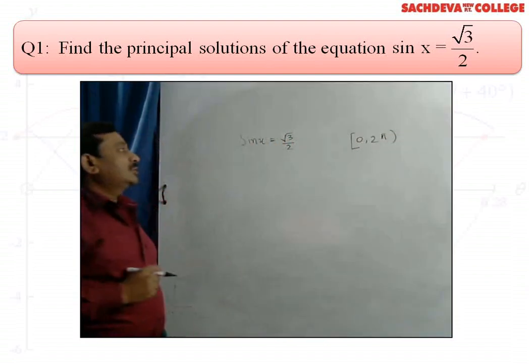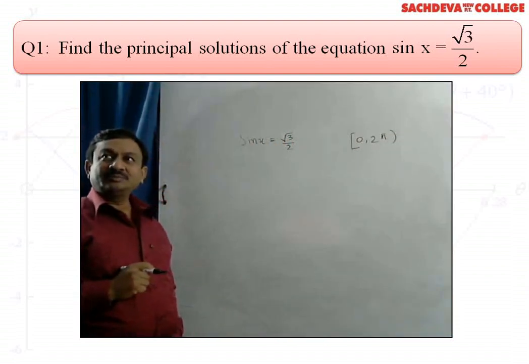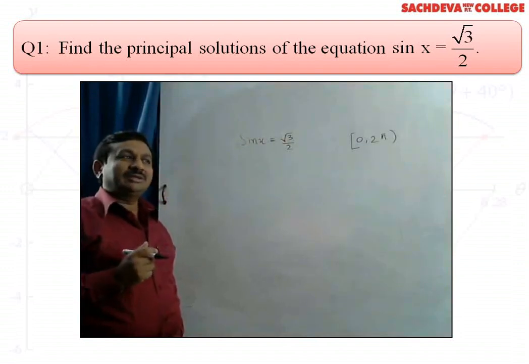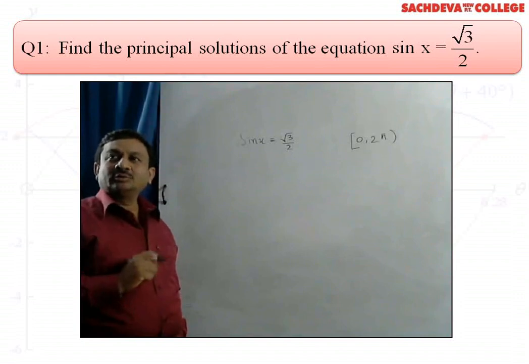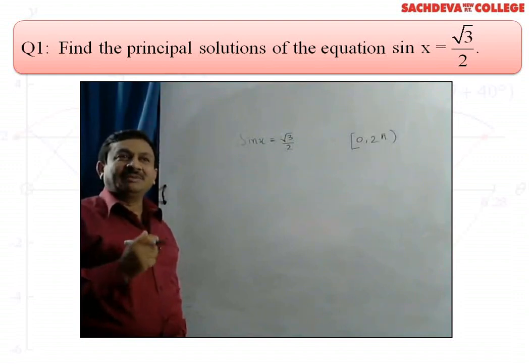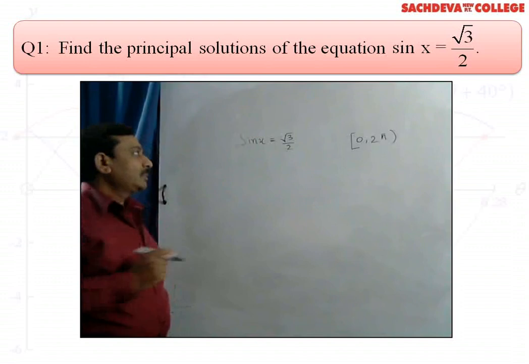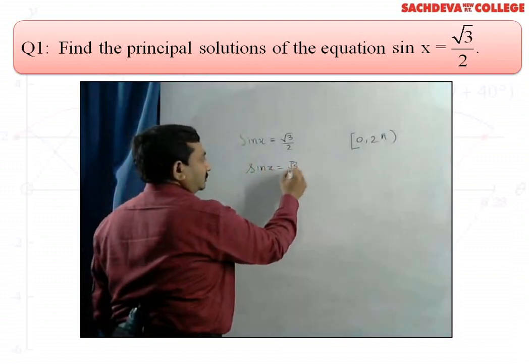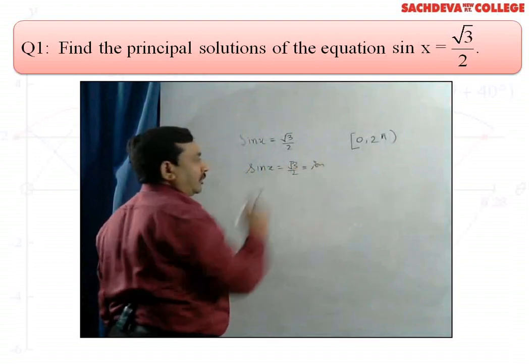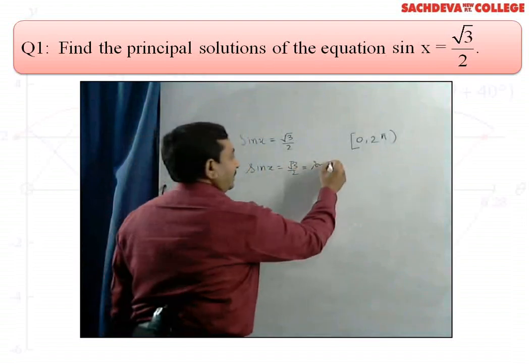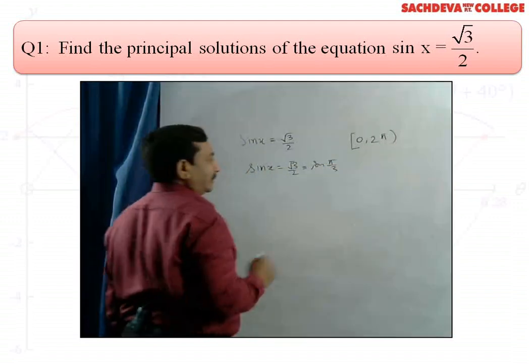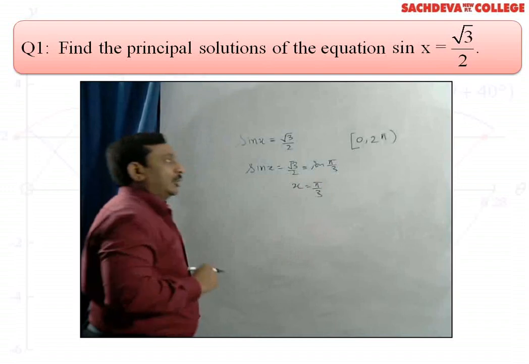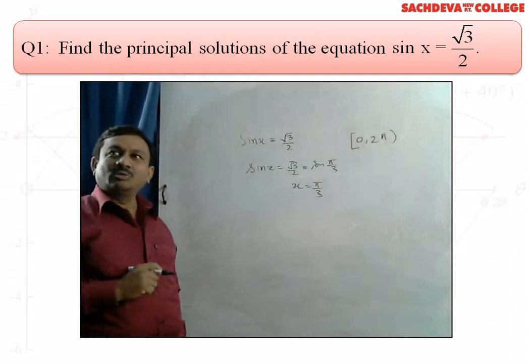So what will be the principal solution of sin x is equal to root 3 by 2? We know that sin x is positive in the first and second quadrants. So if sin x is equal to root 3 by 2, this is the value of sin 60 degrees. It means sin pi by 3. So x will be equal to pi by 3, a principal value of this equation sin x is equal to root 3 by 2.